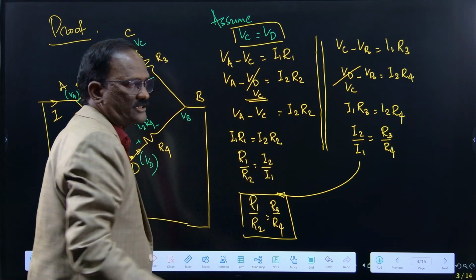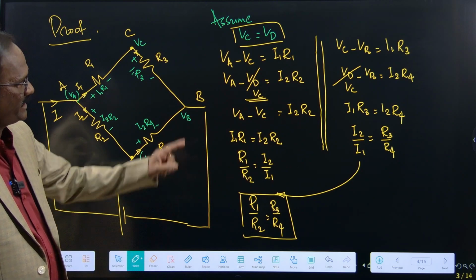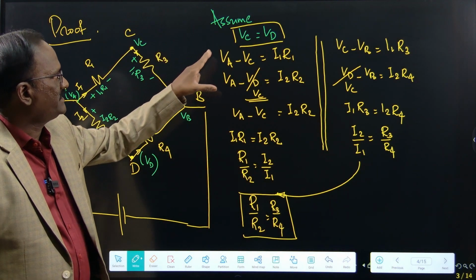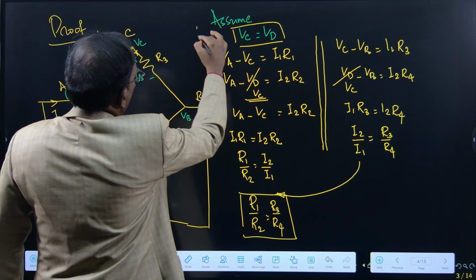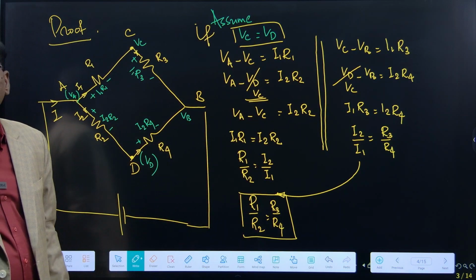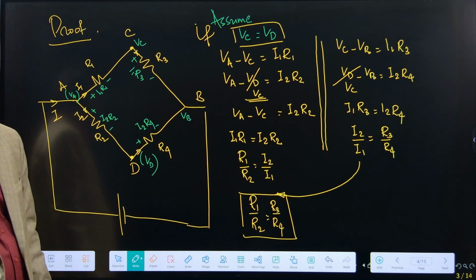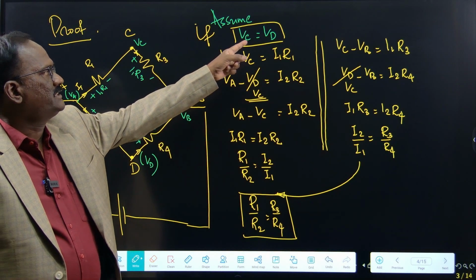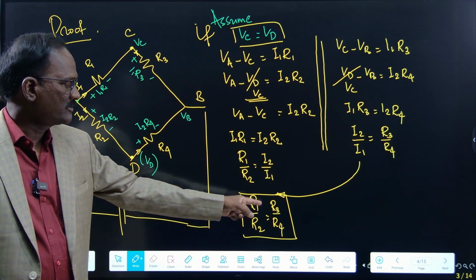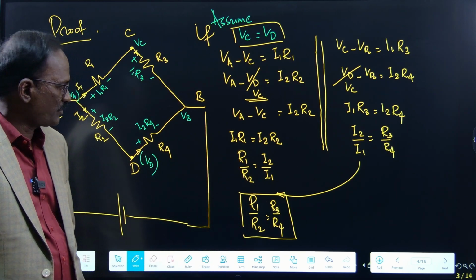This is one assumption we have made in the beginning. VC is equal to VD. If VC is equal to VD, if this assumption is true, R1 by R2 is equal to R3 by R4, right? Otherwise, to achieve this VC is equal to VD, you must make the ratio R1 by R2 is equal to R3 by R4, right?